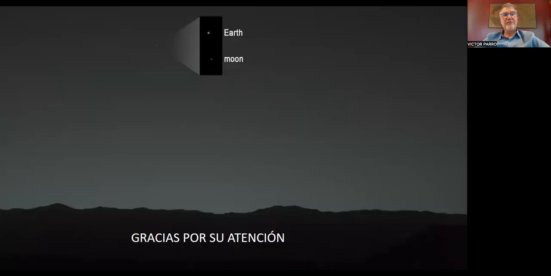And thank you all for your attention. And I wanted to finish with this slide because, as probably most of you know, it is a picture from Mars taken by Curiosity, where we can see the Moon and the Earth at the bottom. Thank you very much.